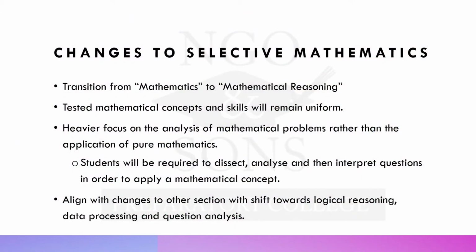As some of you may be aware, the manner in which mathematics is tested in the selective exam has changed. From 2021, selective mathematics will transition from the traditional mathematics to the more modern mathematical reasoning. Whilst the tested mathematical concepts and skills required to solve each question will remain uniform, the newer test will have a heavier focus on the analysis of each problem rather than the application of pure mathematics.